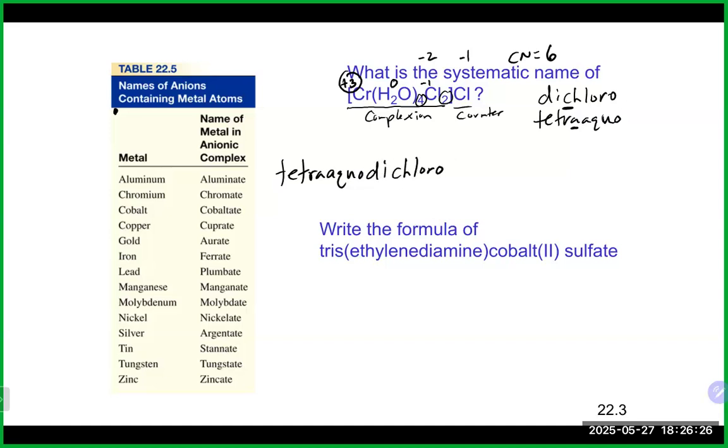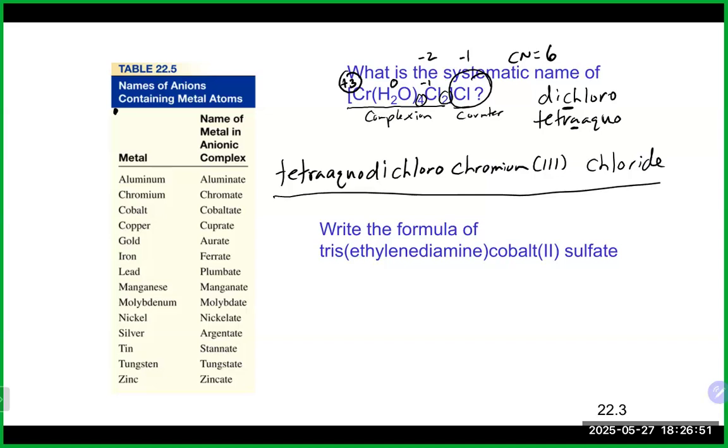Dichloro. Now we're at the end of the complex ion part of the name. We will use chromium because it's a positively charged ion. Roman numeral 3. And now we have Cl, which is just named like a normal ion, which is chloride. Again, if you had multiple Cl's at the end there for the counter ion, it would still be called just chloride at the end, even if it was like Cl2 or something like that. Any questions on that there?